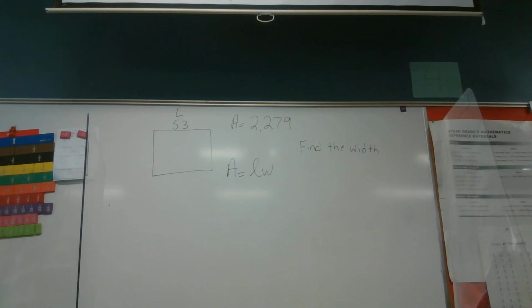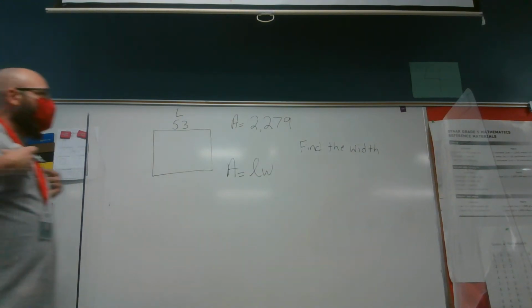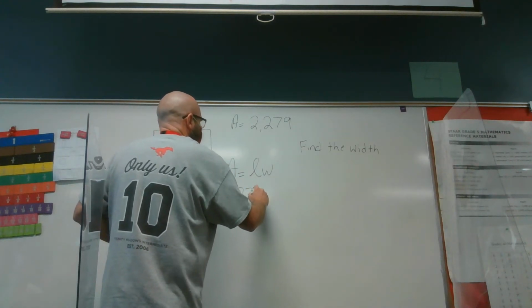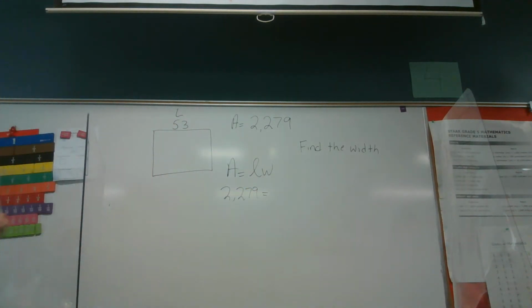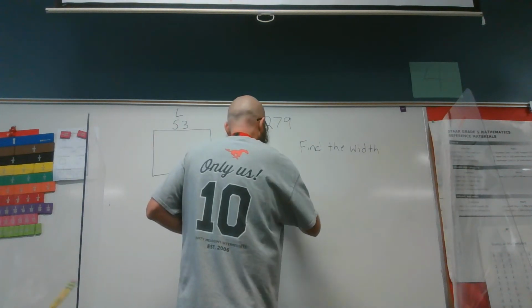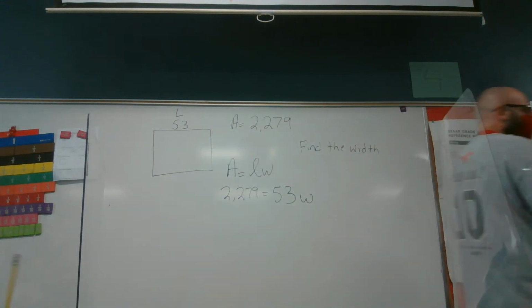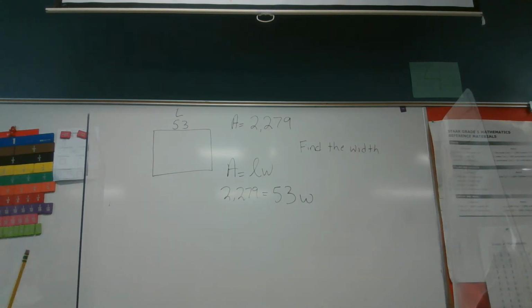I'm going to replace the variables I know. I know the variable A, because it's 2,279, equals, now I know the length, which is 53, but I do not know the width. So now I have two of my three variables, just like I said you would.